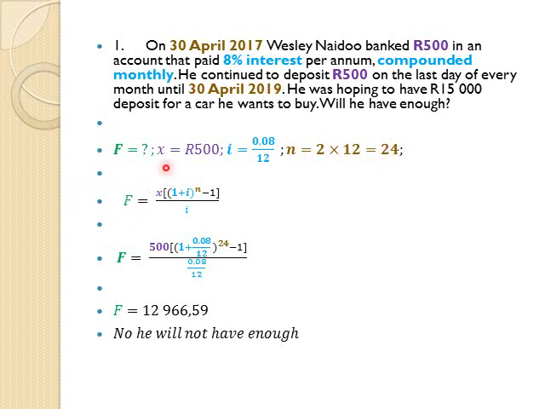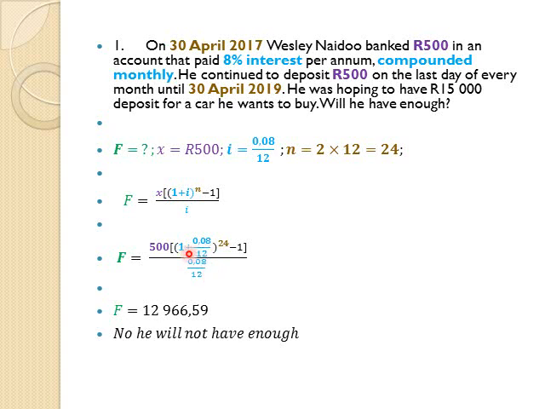My equation, because I'm making regular payments: F equals x, open square bracket, (1 + i)^n, minus 1, close bracket, over i. x is 500, 1 plus 0.08 over 12 for my interest, n is 24, over 0.08 over 12.